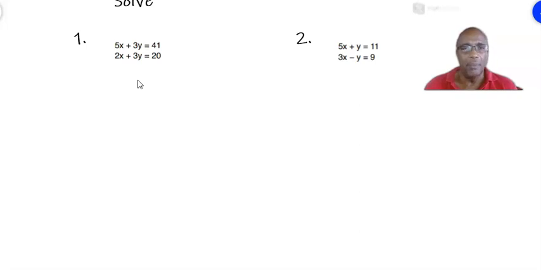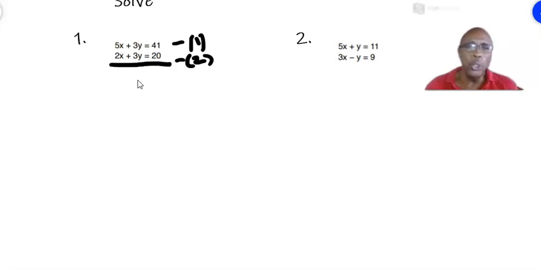So let's begin. We'll first draw a line underneath the two equations. And then we note that the y's in both equations are the same. We have plus 3y in the first equation and plus 3y in the second equation. So let us name the equations. We can name the first equation, equation 1, and the second equation, equation 2.